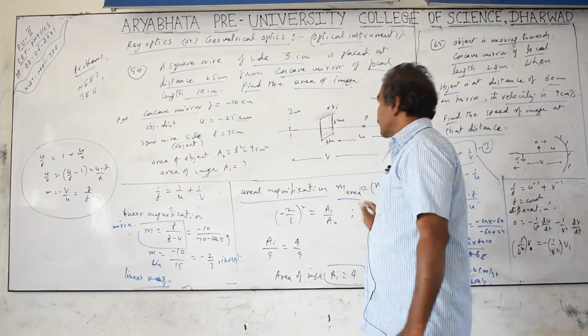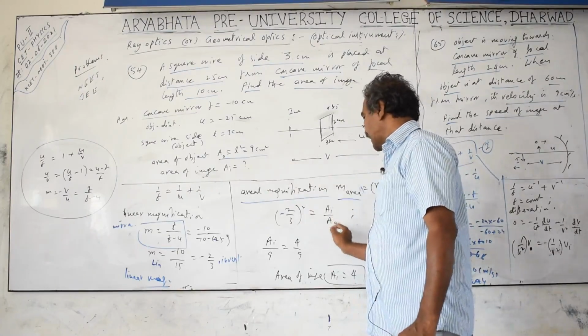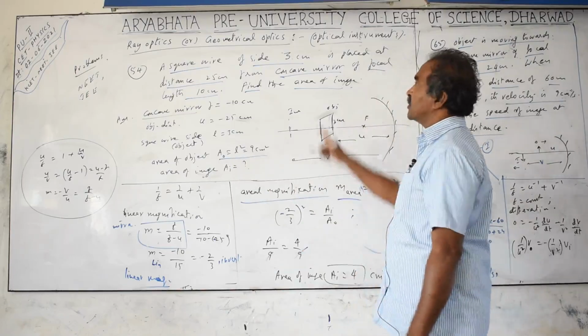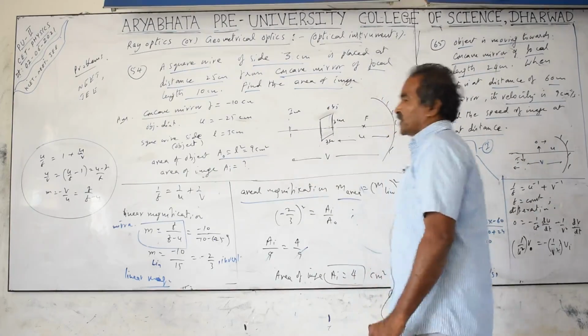But the area of the object is given for us as 9 centimeters square. So area of the image by 9 equal to 4 by 9, 9 cancels. So the area of the image is 4. Same units you have to take. Area of the object is in centimeter square, area of the image is also in centimeter square.